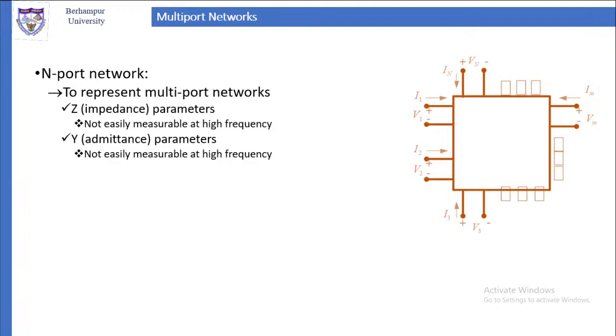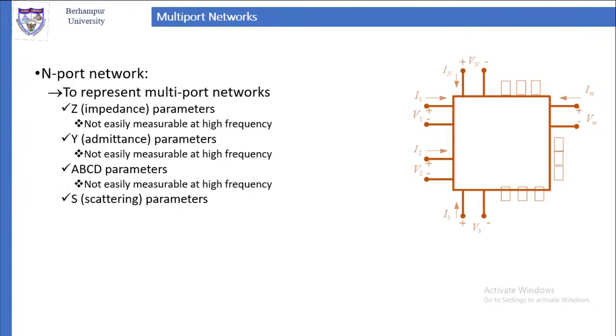Similarly, admittance parameters or Y parameters are also not easily measurable at high frequency. Then there is something called the ABCD parameter. This is the topic that we are going to discuss. This is also not easily measurable at high frequency because it is also dependent on voltage and current. Then we have scattering parameters, which you have studied in the first semester. These are measurable at high frequency. ABCD parameters we can manage to measure, although it is not easily measurable.